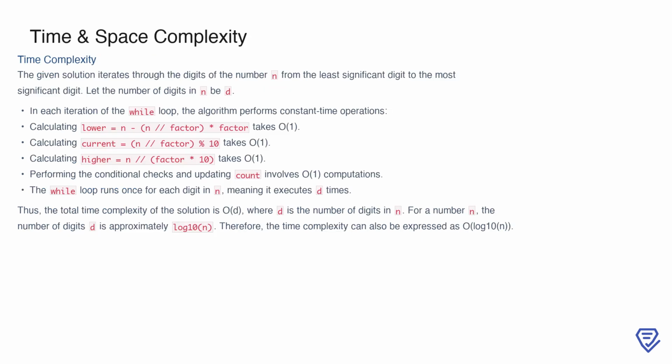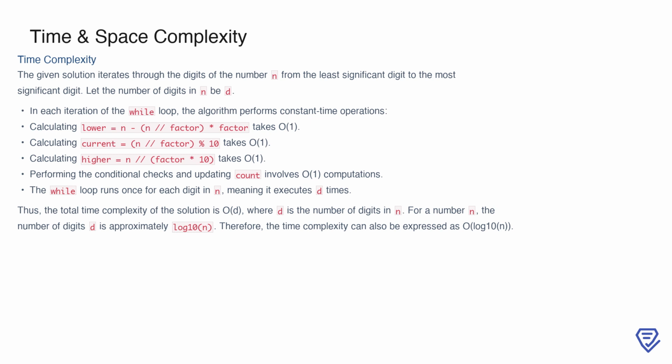To analyze the time complexity of our solution, let's break it down step by step. The algorithm processes the digits of the number n one by one, starting from the least significant to the most significant. If d is the total number of digits in n, the while loop executes exactly d times. Inside each iteration of this loop, we perform several constant time operations, calculating the lower digits using lower equals n % factor, finding the current digit with current equals (n / factor) % 10, and determining the higher digits through higher equals n / (factor * 10).